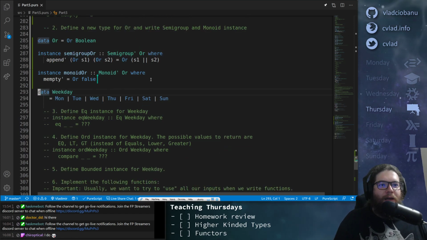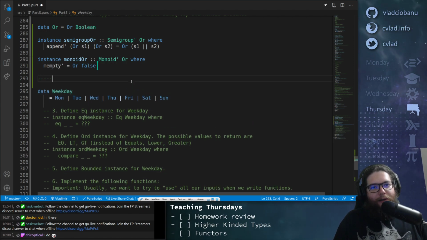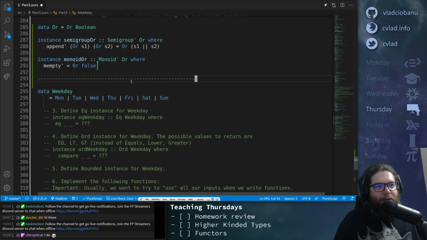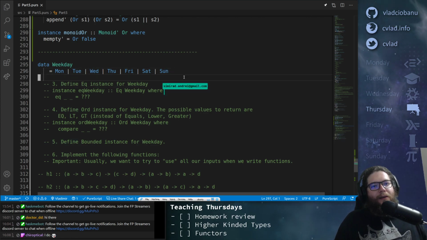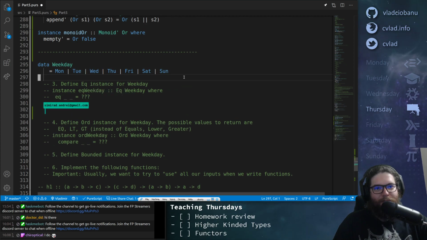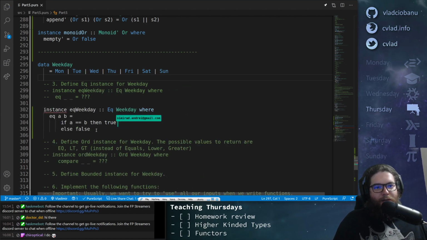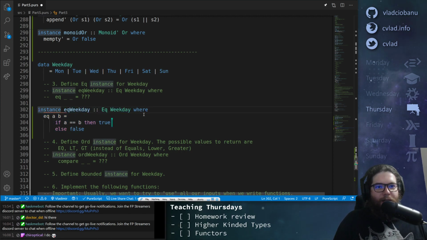Okay, so then this is kind of a big break here, a different exercise. Let's mark it a bit. So we have this weekday type, and the idea is to define an EQ instance. Yeah. Okay. I also have one question here. Let me do this now. Move it to the left. Okay, so let's see.